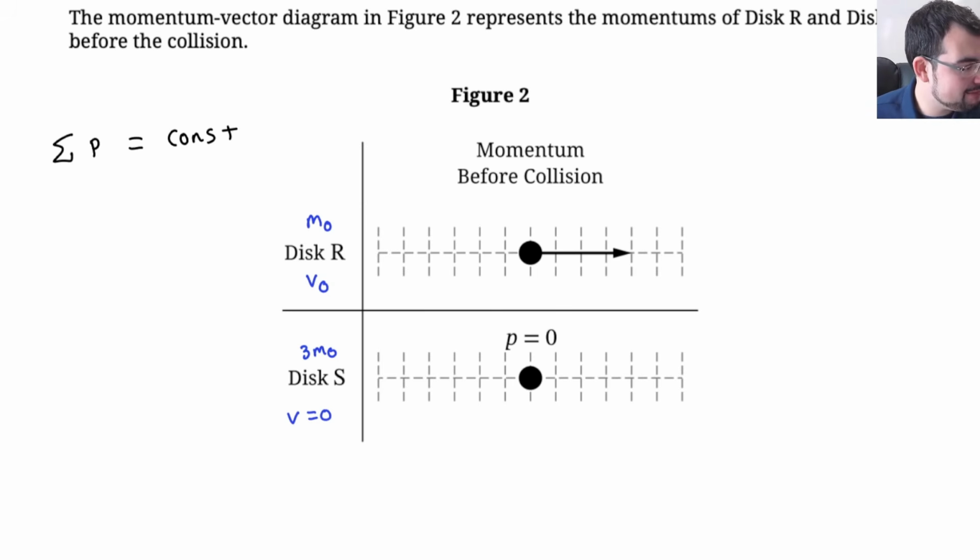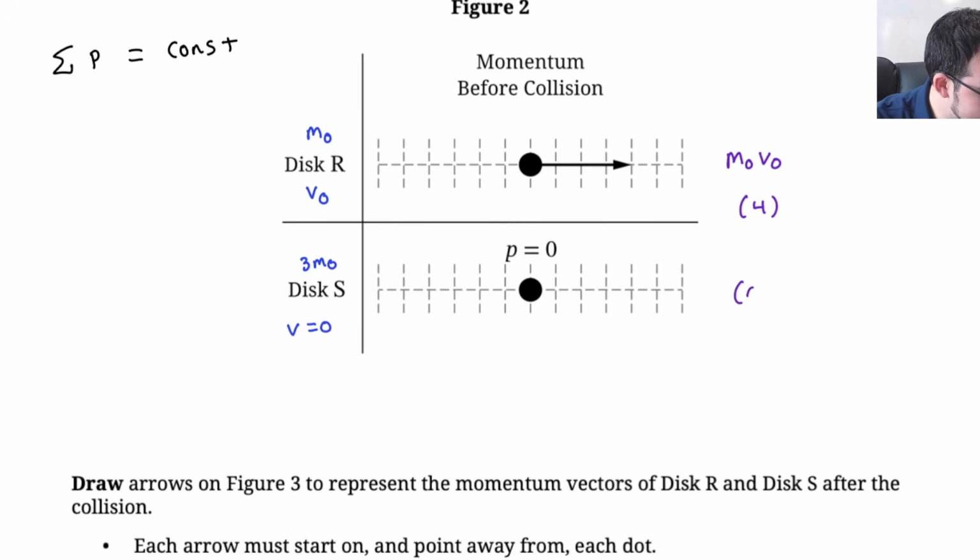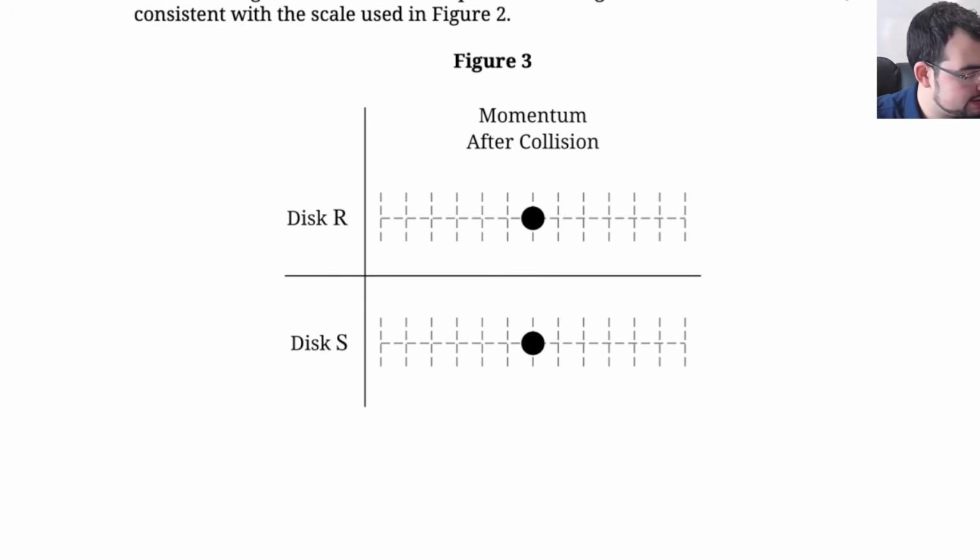So momentum is mv. It says this vector represents just mv. So mv0 is with 1, 2, 3, 4 ticks. So every unit of mv is worth 4. And if I sum up my total momentum, we see that it's 4 plus 0. So all of my momentum arrows must add up to 4 in the end.